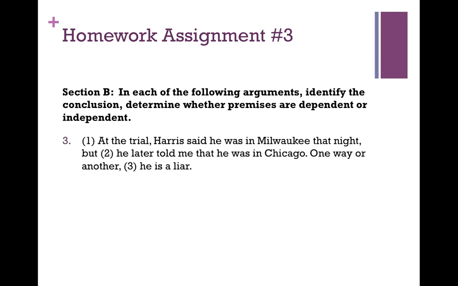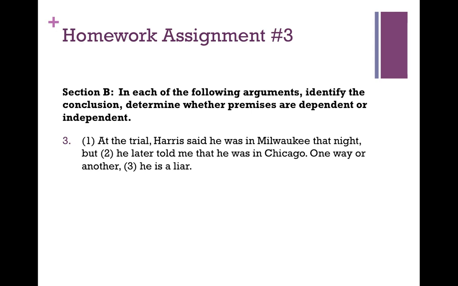Number 3. At the trial, Harris said he was in Milwaukee that night, but later he told me that he was in Chicago. One way or another, he is a liar. Well, here we have an argument in which I think it's fairly clear that the conclusion is number 3, which is that Harris is a liar. And again, we have to ask ourselves, would 1 offer partial evidence for 3? Would 2 offer partial evidence for 3 independently of the other premise?